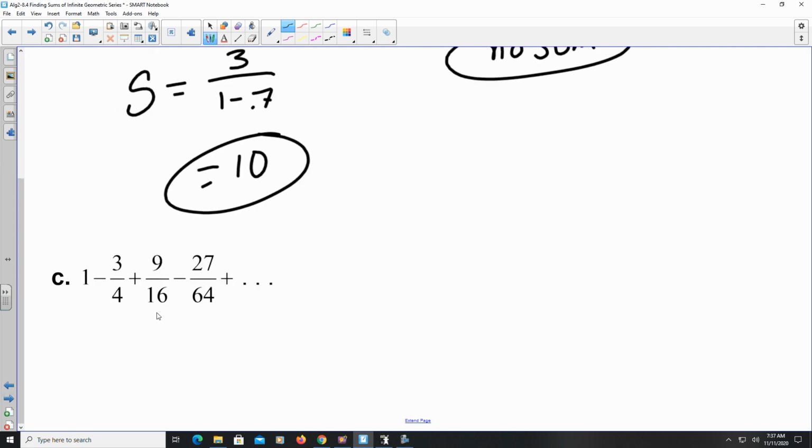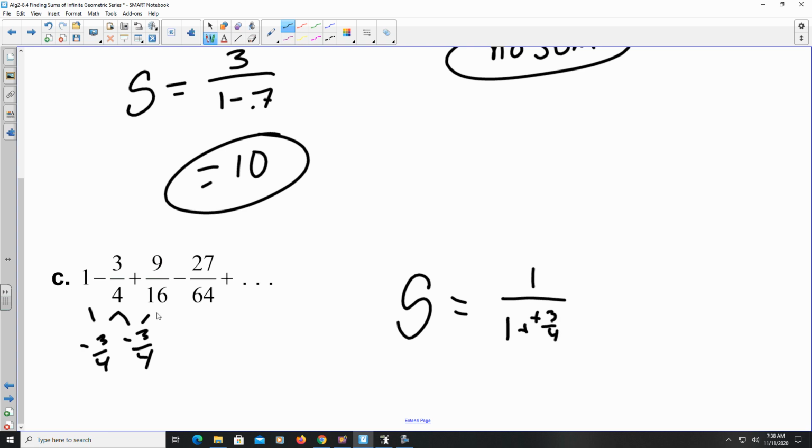Looking at C, looking at the first two terms, negative 3/4 divided by 1 is negative 3/4. Just double checking, 9 over 16 divided by negative 3/4 is also negative 3/4. So found the common ratio. So to find the series of this, it's going to be a sub 1, which is 1, divided by 1 minus a negative 3/4. So essentially this is like 1 plus 3/4. So 1 divided by 1 plus 3/4 is going to be equal to, when you reduce it, 4/7.